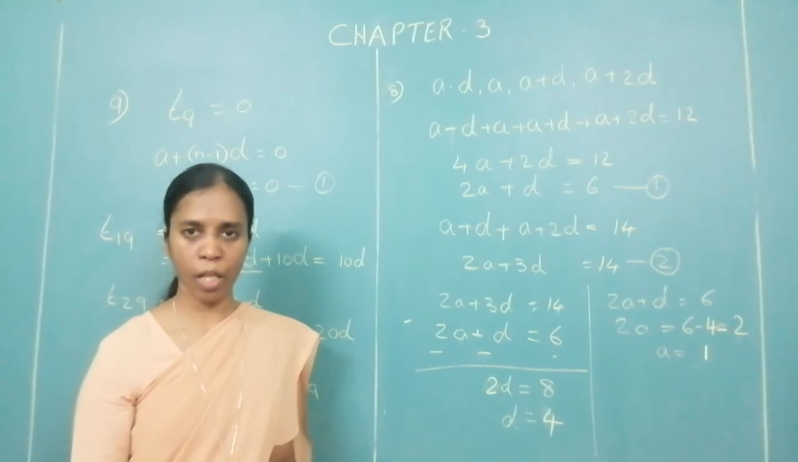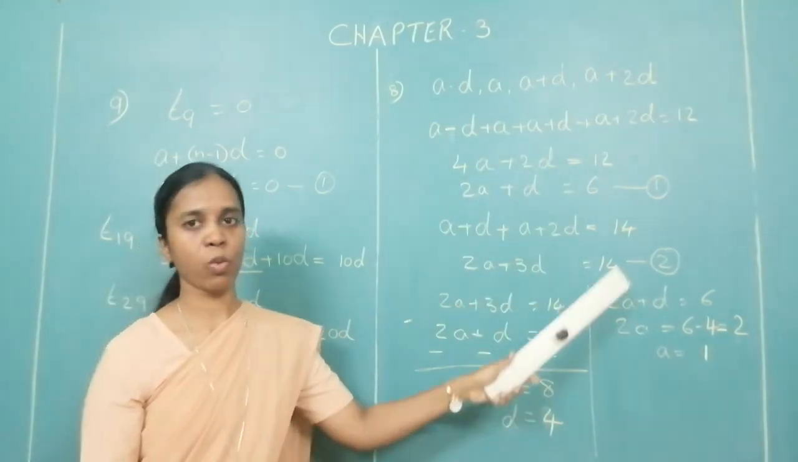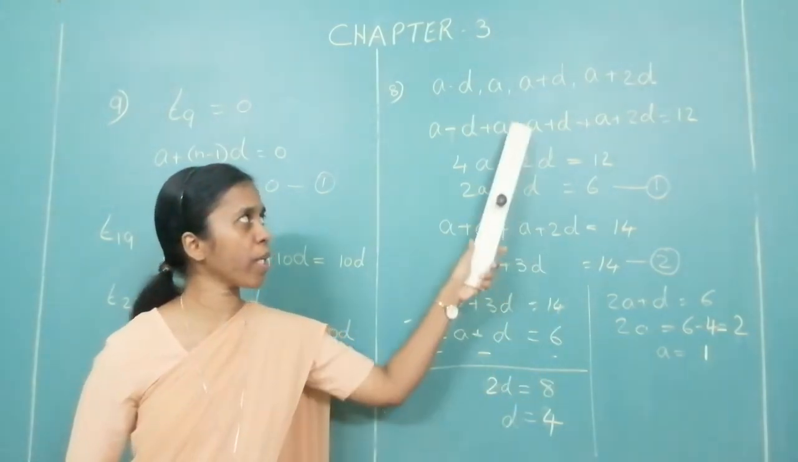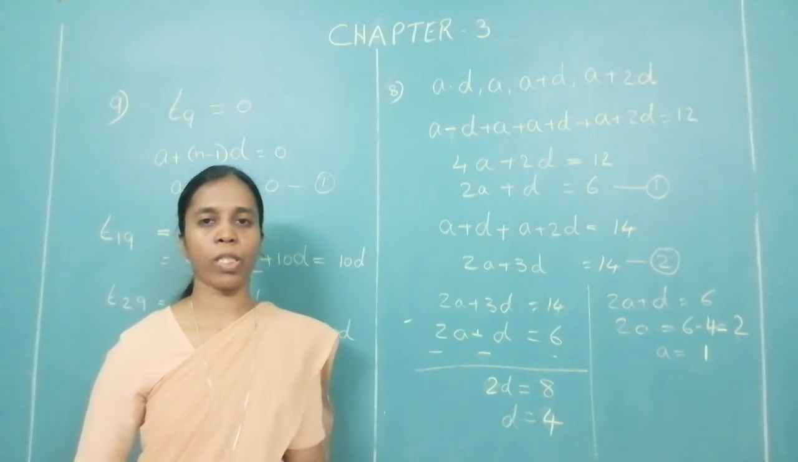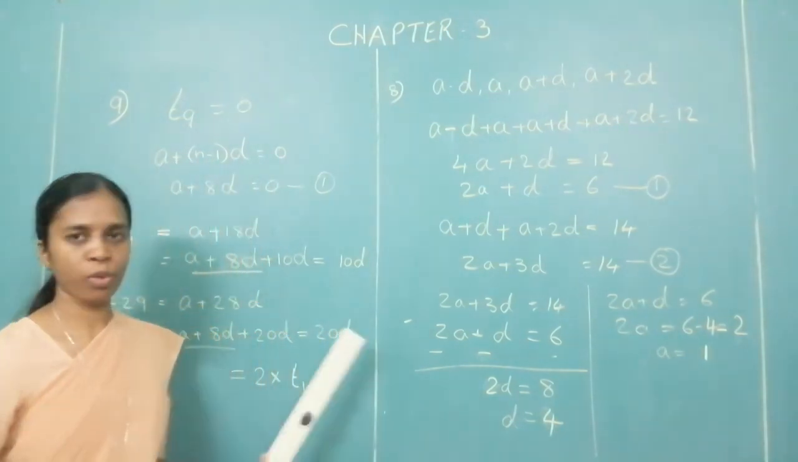Therefore the terms are, find out, A minus D is what? A plus D is what? A plus 2D is what? You have to write the concluding statement. Once you find out all this, write the concluding statement. Therefore, the terms of the given AP are, then you have to write it.